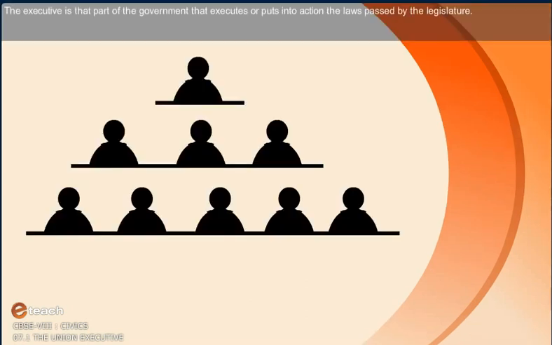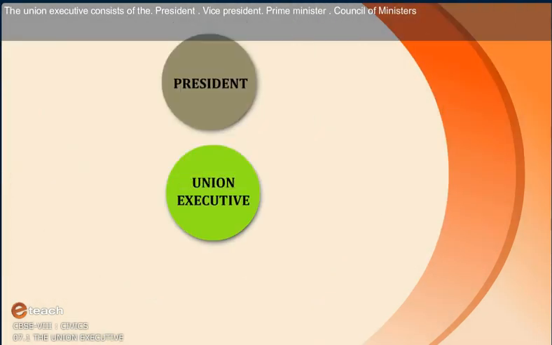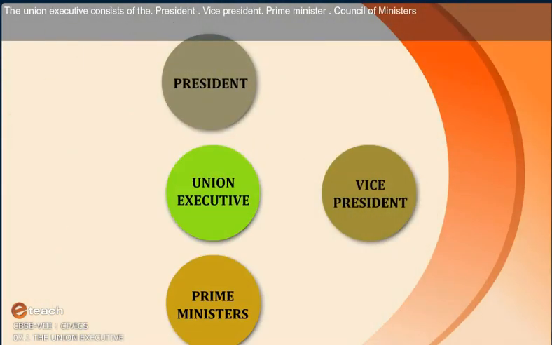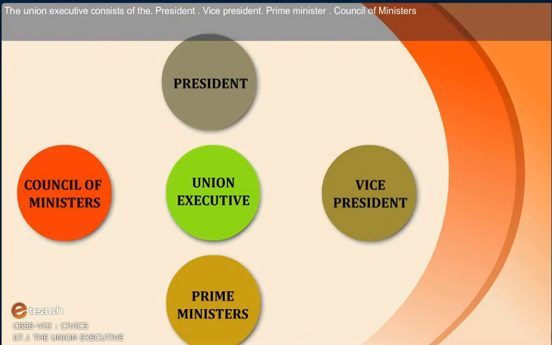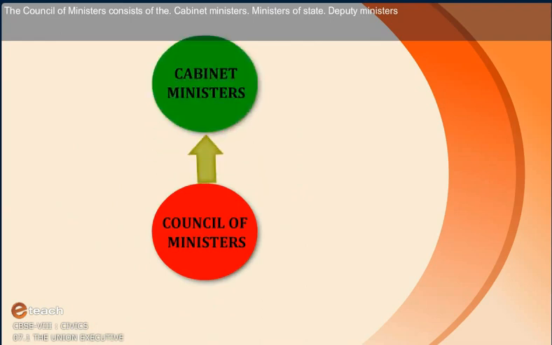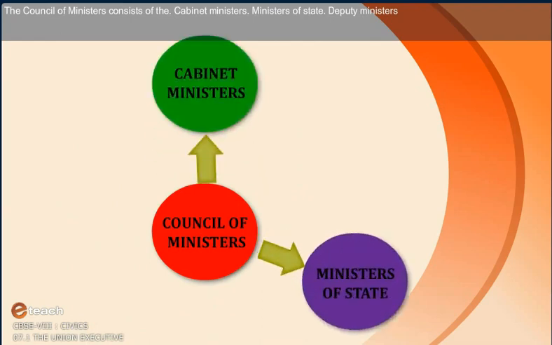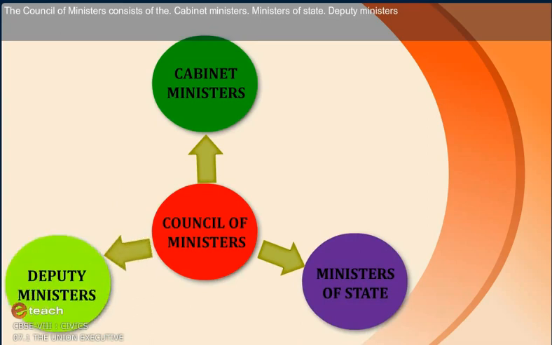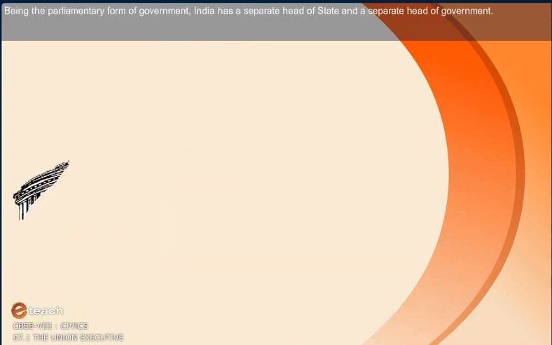The executive is the part of the government that executes or puts into action the laws passed by the legislature. The Union Executive consists of the President, Vice President, Prime Minister, and Council of Ministers. The Council of Ministers consists of the Cabinet Ministers, Ministers of State, and Deputy Ministers.